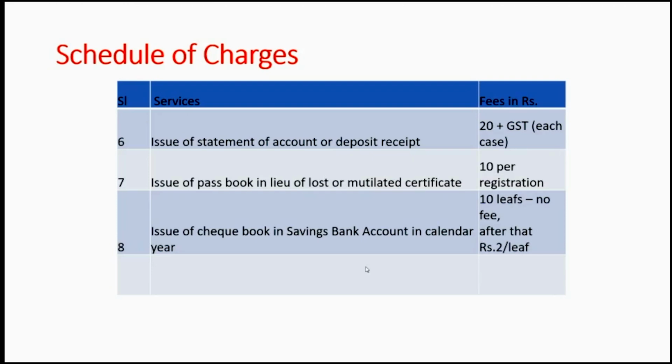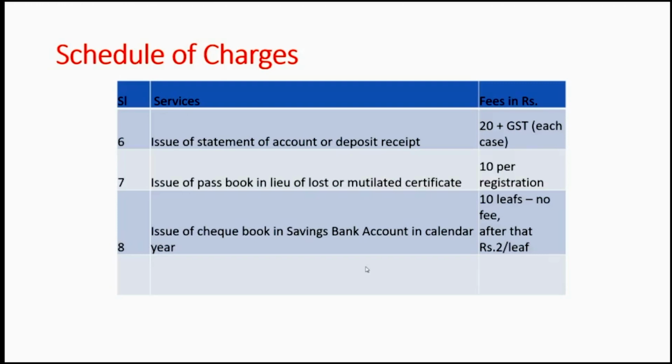And finally, the fee for issue of checkbook in respect of a savings bank account in a calendar year. So in a calendar year, that is from January to December, a depositor can get 10 leaves without any fee. After 10 leaves, the depositor has to pay rupees 2 plus GST per leaf. So 10 leaves per calendar year is absolutely free, and after the 10 leaves, one has to pay rupees 2 plus GST for each and every leaf after that.